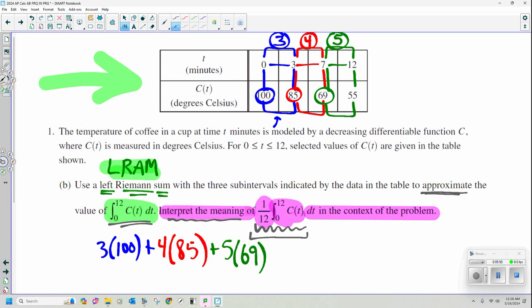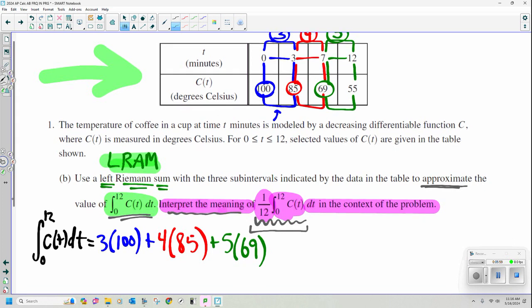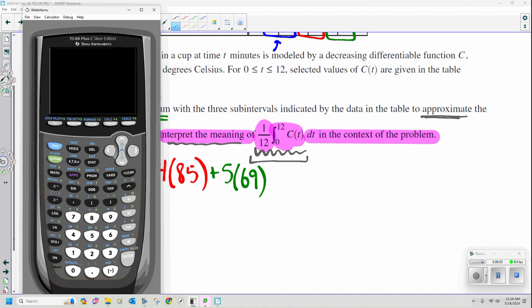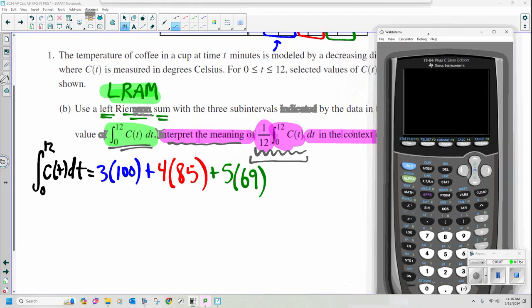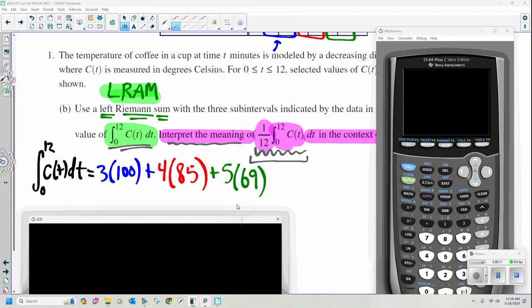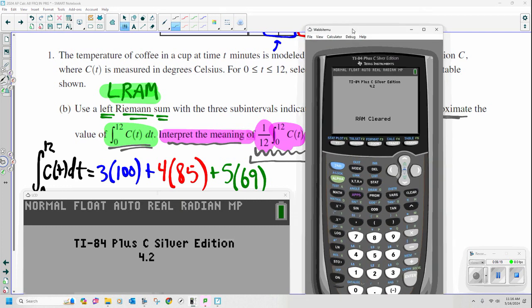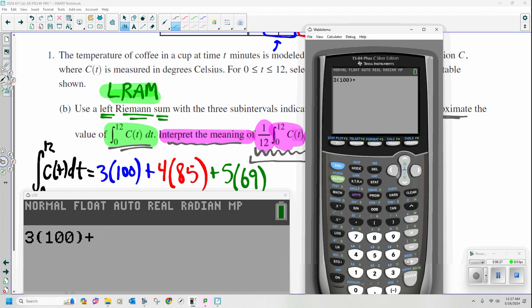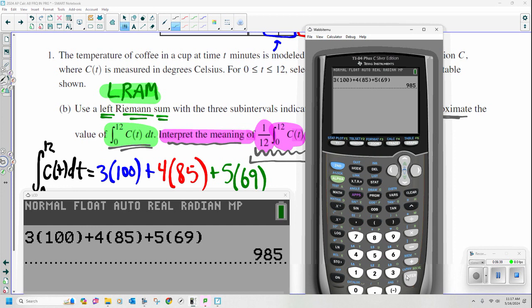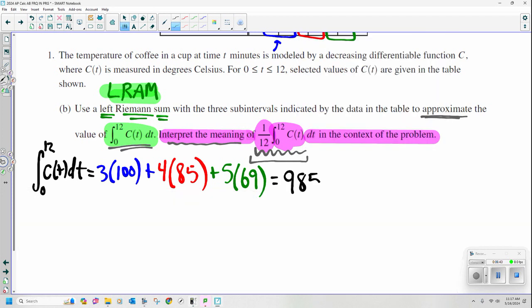And if you want, and I would suggest this, you are evaluating the integral from 0 to 12 of C of t dt. Now this we can put in our calculator. I mean, we really don't have to. It's really nothing that's that difficult. We've got 3 times 100 plus 4 times 85 plus 5 times 69. That's 985. And that's exactly what that is. They don't tell us to use a label, so we're not going to use a label, damn it.